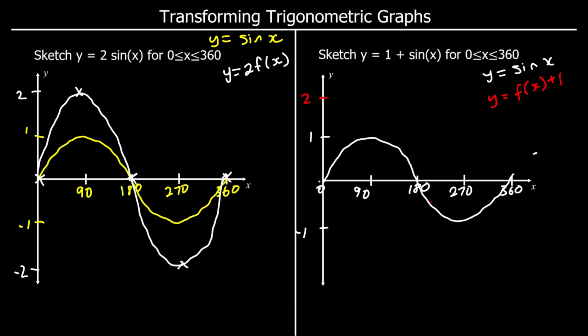So where it was at 0, it's now going to be at 1. 1 is going to go up to 2. 0 is up to 1. Negative 1 is up to 0. And 0 is up to 1. So the whole graph shifted up by 1. So that's 1 plus sine x.